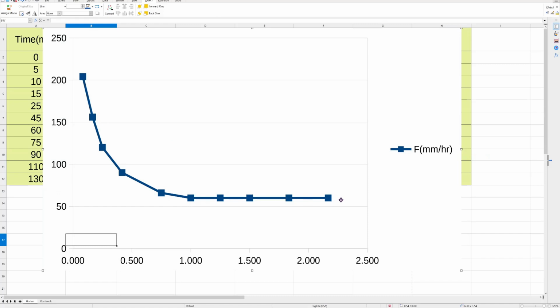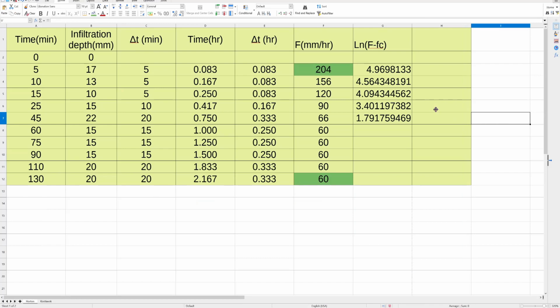Okay, and by mathematical manipulation, we said that if you take the logarithm on both sides of Horton's equation, then you are going to get the equation transformed into y equal to mx plus c form, where y is equal to ln of (f minus fc). And I also said that if you plot this value with respect to time, then you should be getting a straight line. So if we don't get a straight line, then we have made some mistakes. So let's check whether we are going to get a straight line or not.